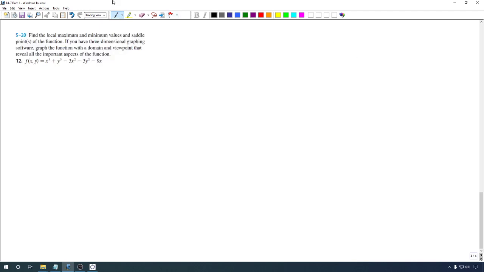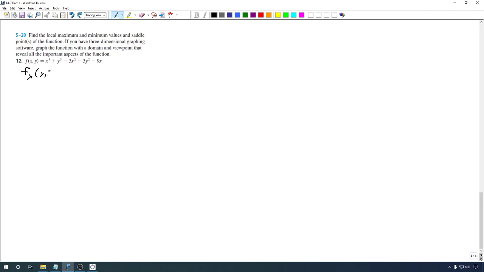So starting with problem 12, they're asking us to find the local maximum and minimum values and the saddle points of the function, and then it wants us to graph it as well, which we might as well do. So f of x, y is x cubed plus y cubed minus 3x squared minus 3y squared minus 9x. If we want to find the local maximum and minimums, first thing we need to do is identify the critical points. So we're going to take the derivatives, f sub x.